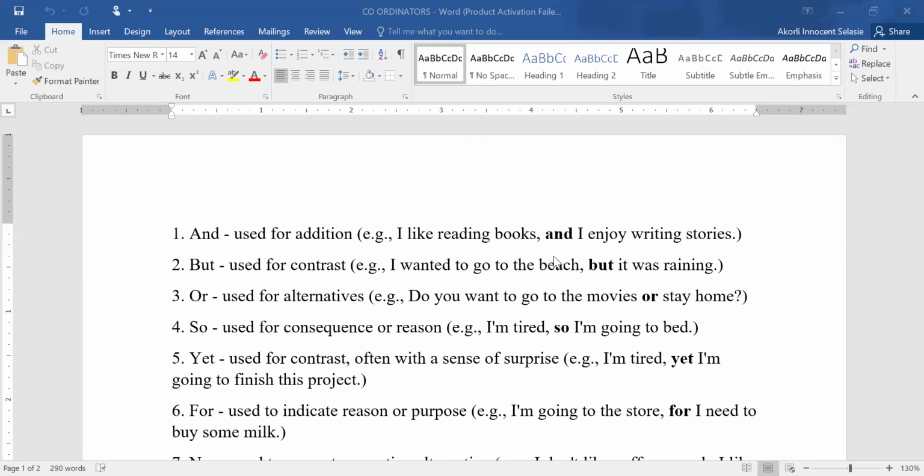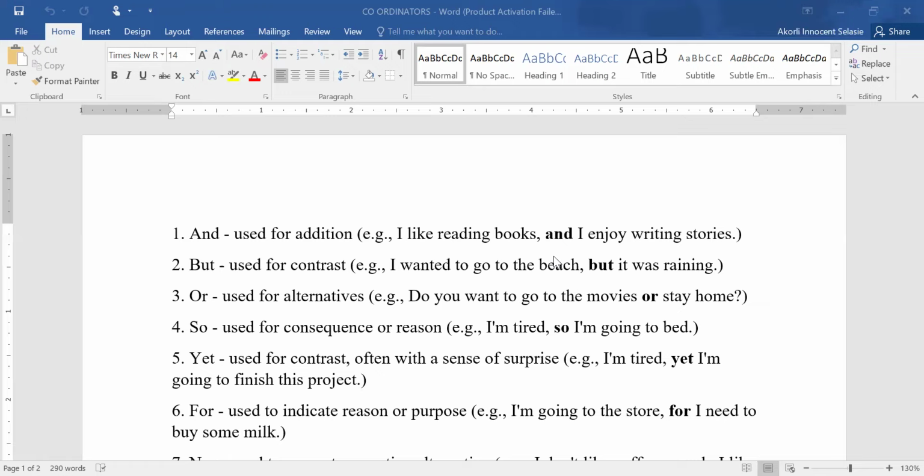And then "but" is for contrast. I wanted to go to the beach, but it was raining. "Or" is used for alternatives. Do you want to go to the movies or stay home? "So" is used for consequence or reason. I'm tired, so I'm going to bed. "Yet" is used for contrast, often with a sense of surprise. Contrast, but with a sense of surprise. I'm tired, yet I'm going to finish this project.